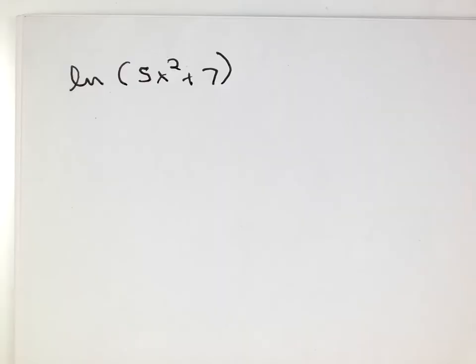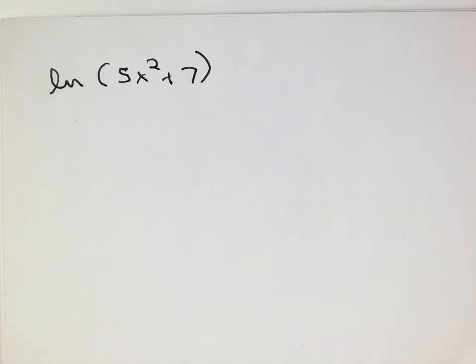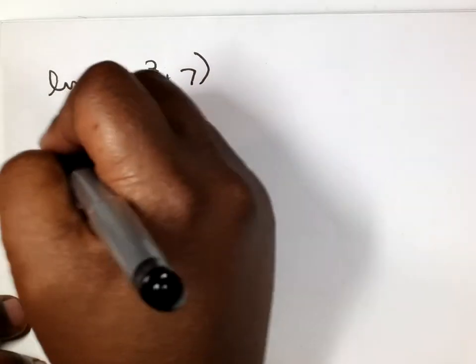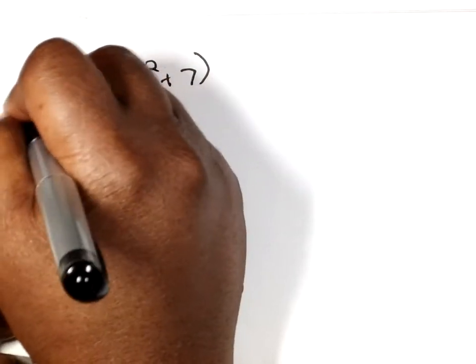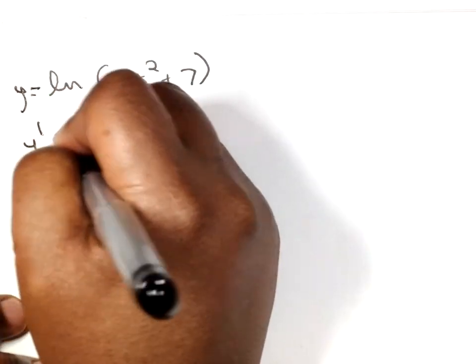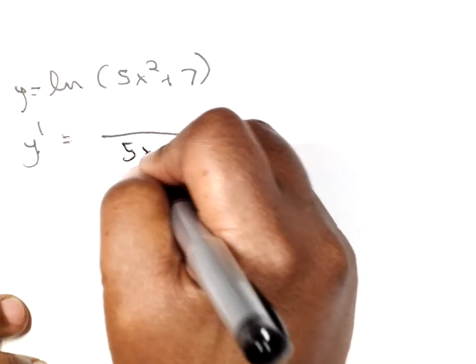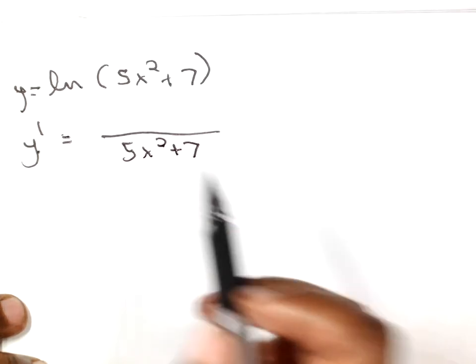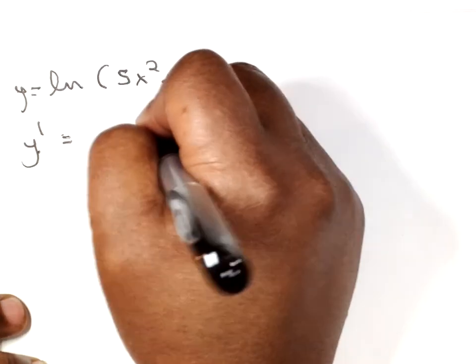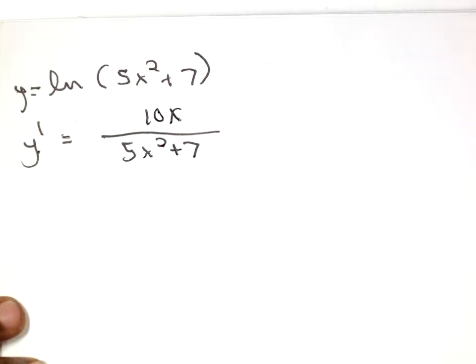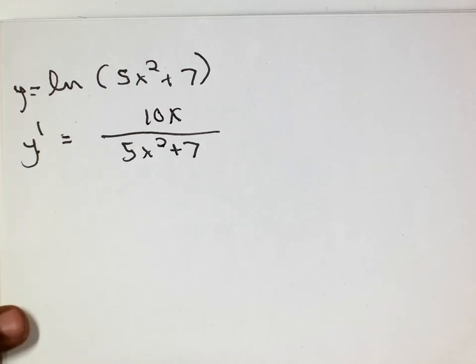So my first example with this, I have y equals ln of 5x squared plus 7. So y prime, I'm just going to rewrite that 5x squared plus 7 exactly as it is. It goes in the denominator. And the derivative of 5x squared plus 7 is 10x. So that goes in my numerator.